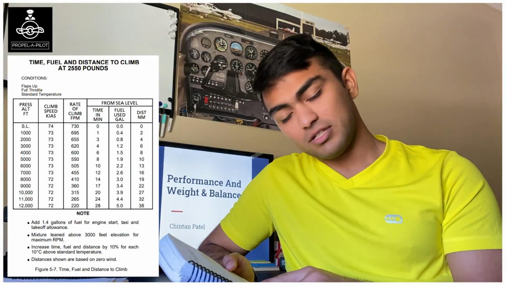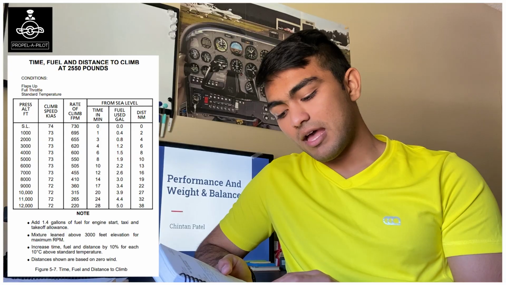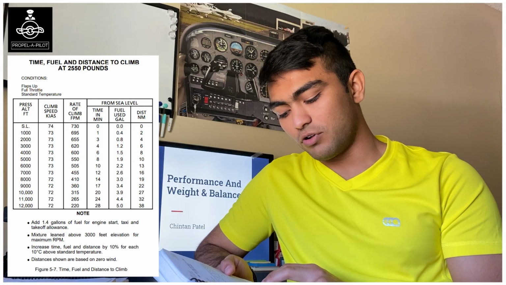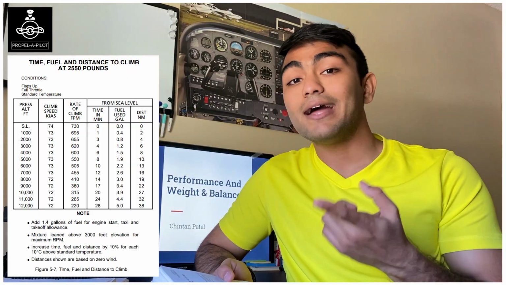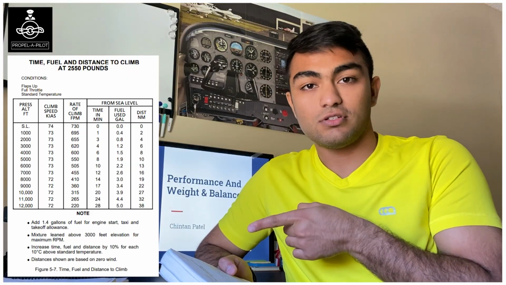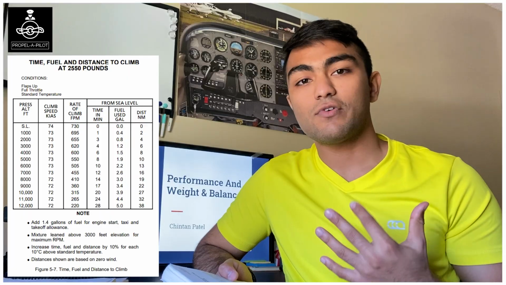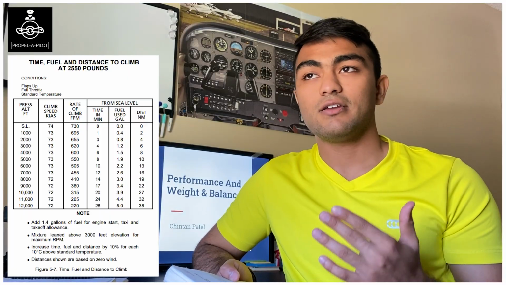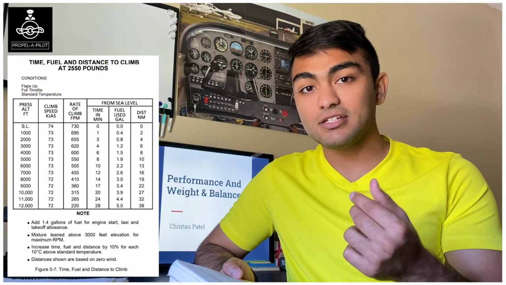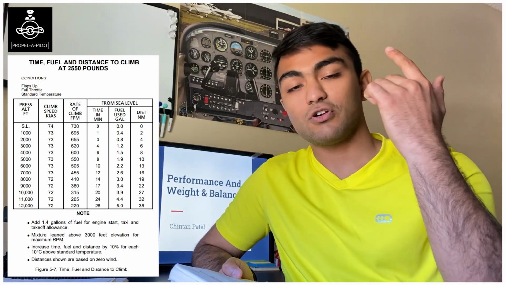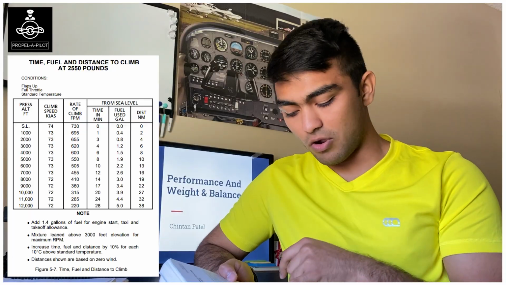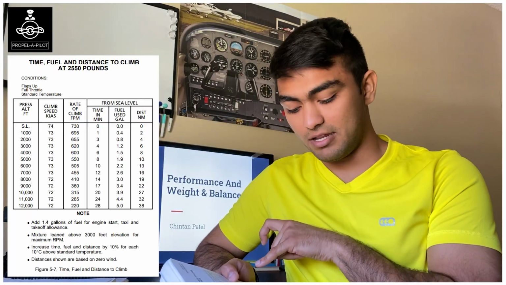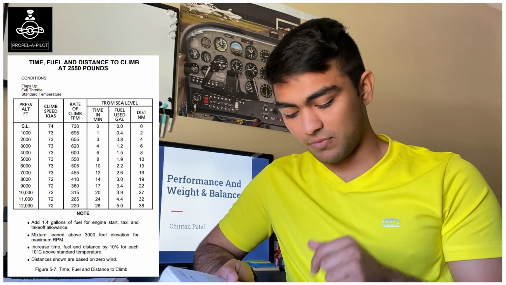Then you have notes underneath talking about adding 1.4 gallons of fuel for engine start, taxi and takeoff allowance. This needs to be added to the gallons used so that you have an idea of how much fuel it is going to take from the moment you start the engine all the way to reaching your cruising altitude. 1.4 gallons is a considerable amount for start, taxi, run up and takeoff.